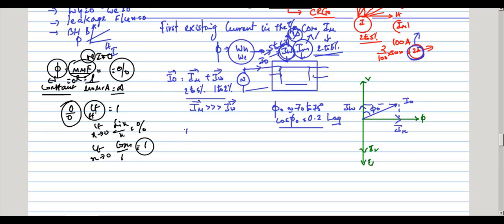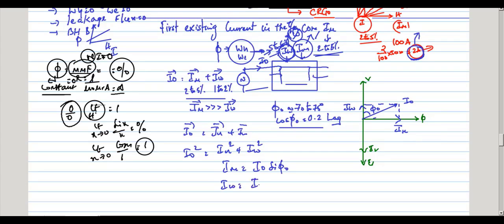So I naught is the combination of I magnetizing component and IW. What is the magnitude of this I naught? It forms a right angle triangle. I naught square equals I magnetizing component square plus IW square. The magnetizing component of current equals I naught sine phi naught, and IW equals I naught cos phi naught. If you square and add them, you get only this equation.